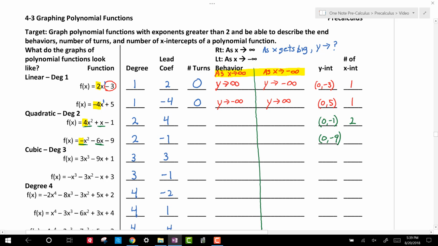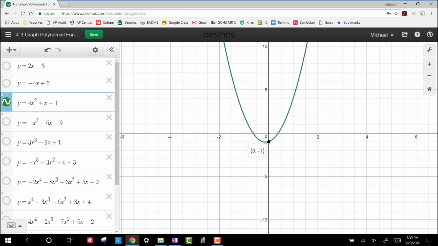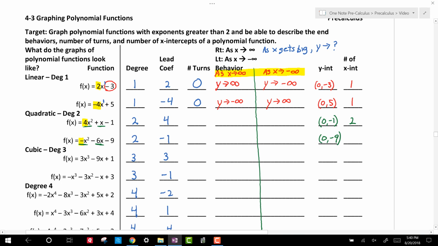Let's look at the left and right on that last graph. As x moves to the right side here, the graph is heading up. So as x gets big, y gets big. We would say as x goes to infinity, y goes to infinity. On the left side, as x gets smaller and smaller, y gets bigger and bigger. So as x goes to negative infinity, y goes to positive infinity. So this time, y is going to positive infinity on both sides of the graph.